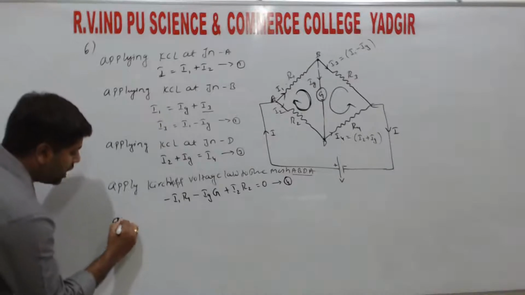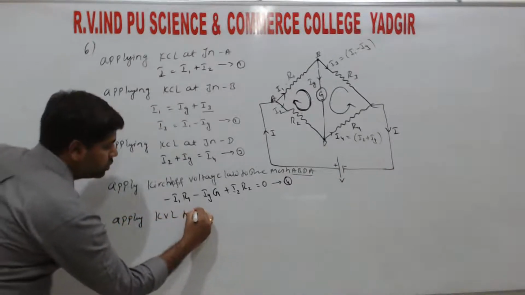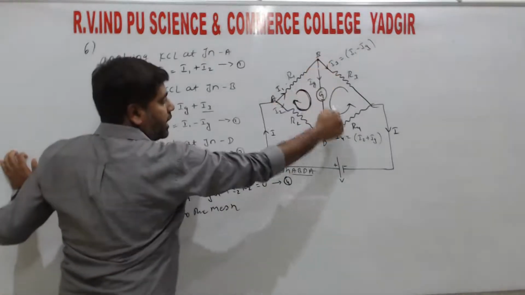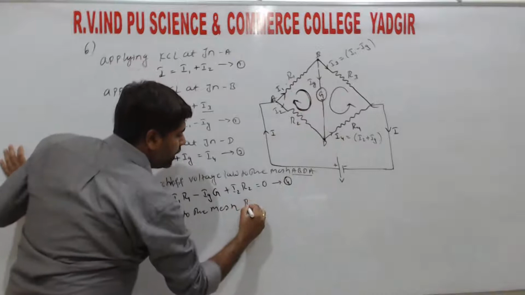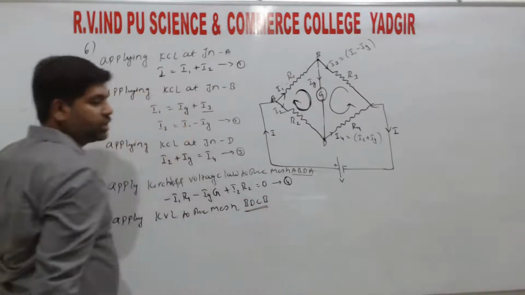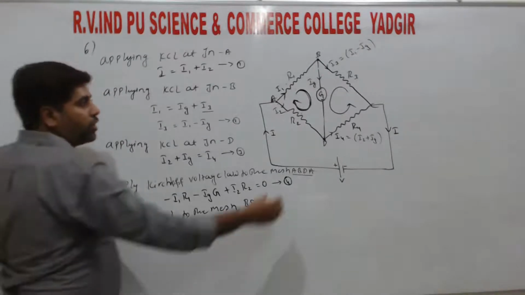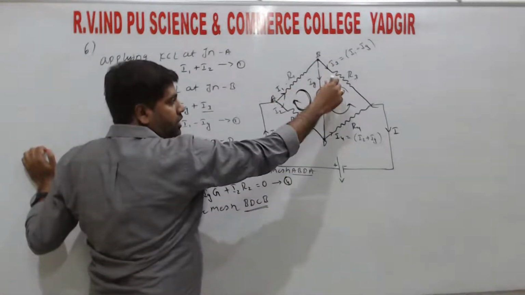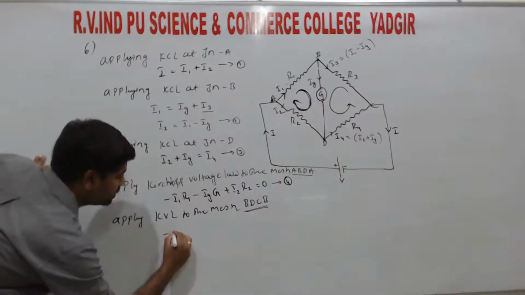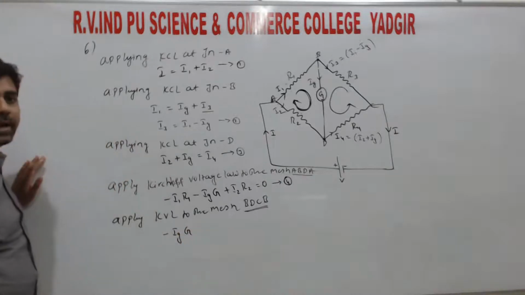So next, applying Kirchhoff voltage law to the mesh B D C B, since we have taken this direction. So this is the mesh direction. So now consider the loop direction we have taken. Here also the current flow direction and the direction we have taken are both the same. So that's why we take that one as minus Ig into G, right?